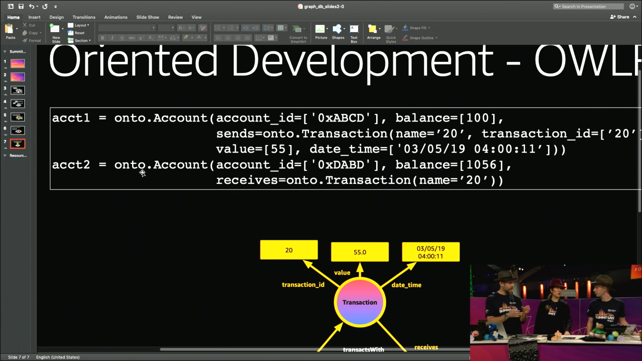We put in the values of the properties, the data properties, and then we can create all of the transactions and all of the other bits and pieces that are hanging off that account directly in the code. And we can do all of this on Neptune.